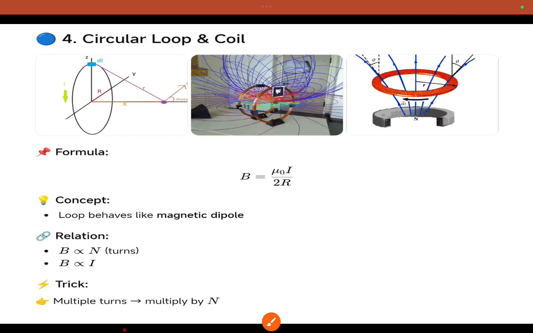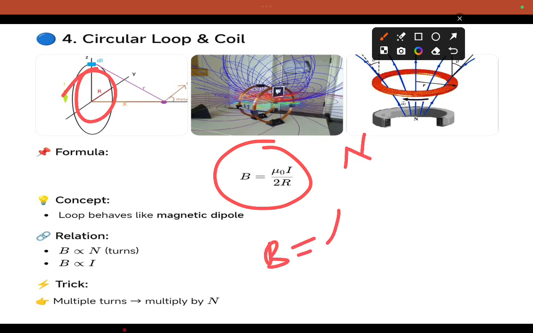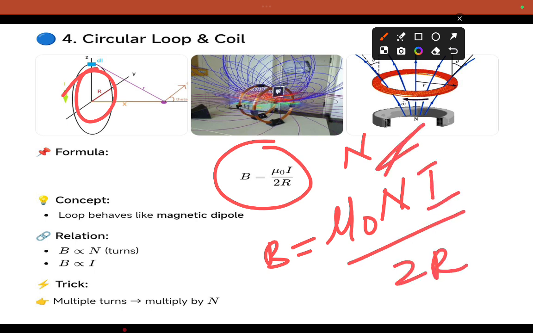Coming to the fourth core concept, the circular loop. To represent a circular loop, the magnetic field is B equals mu naught I by 2R. If you have many loops, the number of turns represented by n, then B equals mu naught n I by 2R. This n is indicating the number of turns.